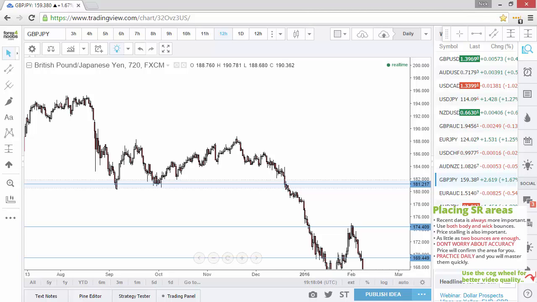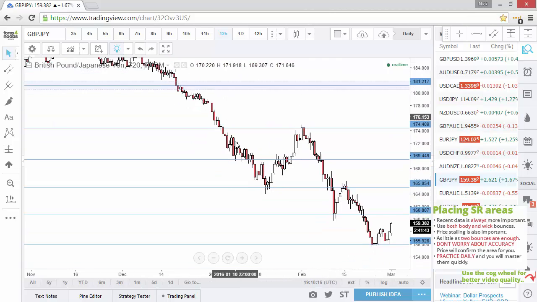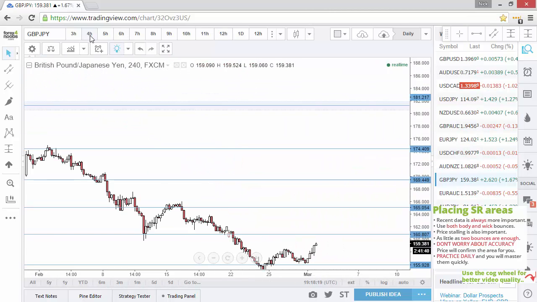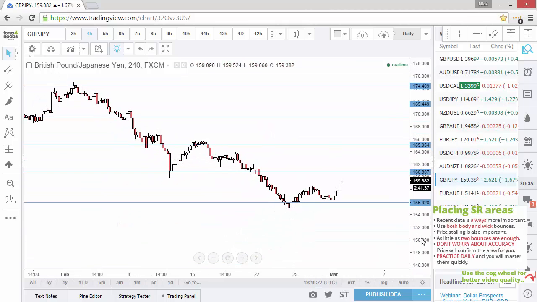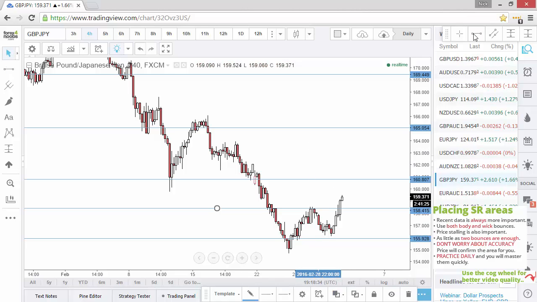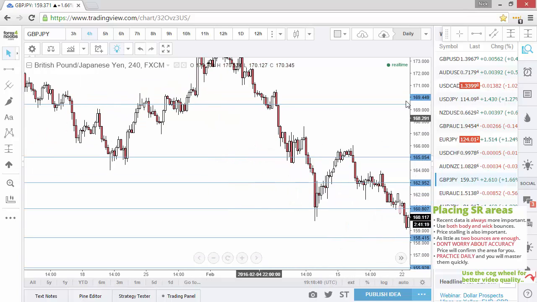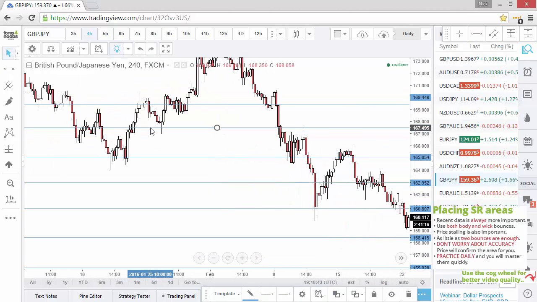Is the 4 hour too short to determine support resistance areas? I don't know. I don't like using the 4 hour to determine support resistance areas because on the 4 hour chart you see too many bounces, so you end up placing too many support resistance areas. See, I've switched to the 4 hour here on GBP JPY. So what happens when I'm looking at the 4 hour on GBP JPY? Well, I might place a support resistance area there. I might place one here. It looks like there might be one roughly here. That bounce, that wick bounce there.